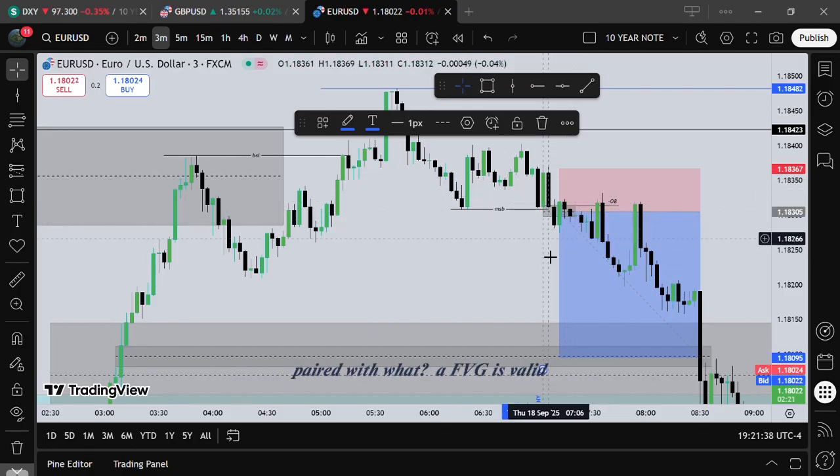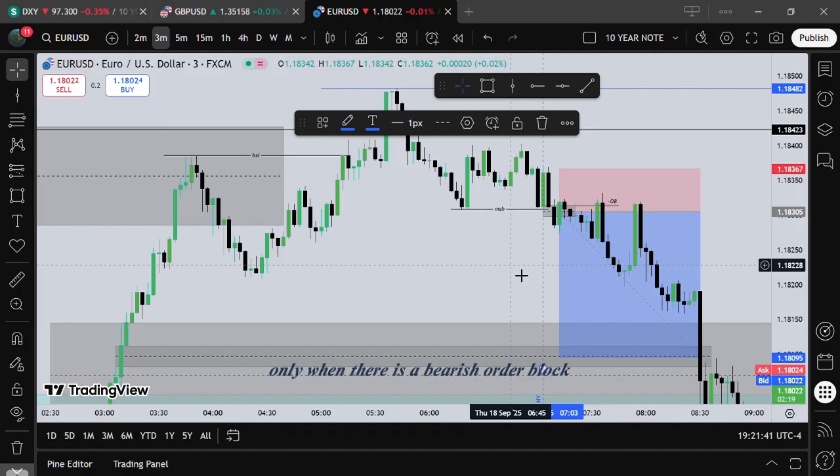A fair value gap is valid only when there is a bearish shadow block that can back it up. You can't just see a fair value gap and try to enter from there anyhow. If you want it to be confirmed, there should be a bearish shadow block backed by a fair value gap. That's how it is done.